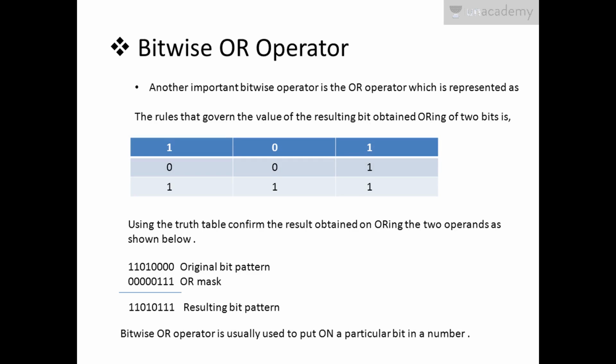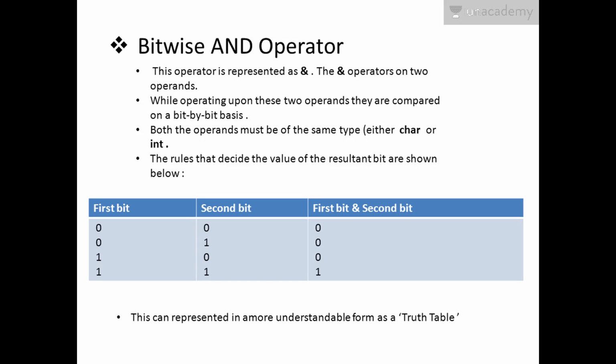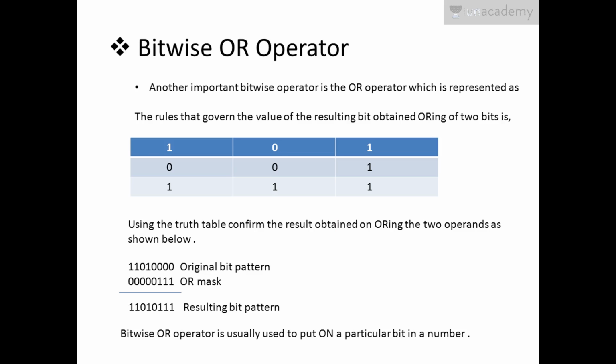When you go for bitwise OR operators, as we see in AND operators, only if both are true, the output will be true. All the rest of the cases, the output will be false. Whereas in OR operators, this is another important representation. If either of the bits is true, the output will be true.